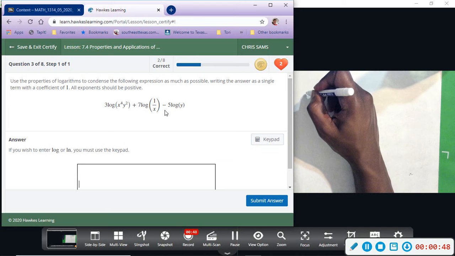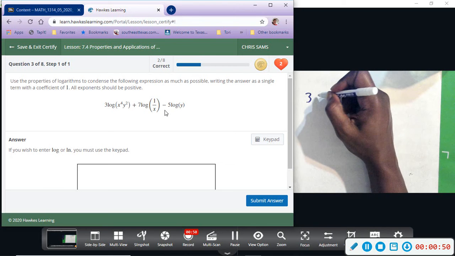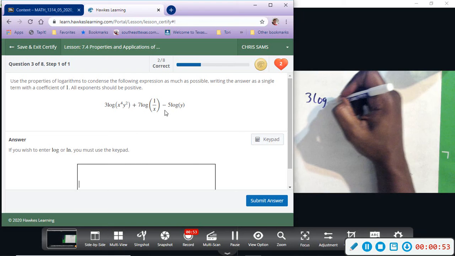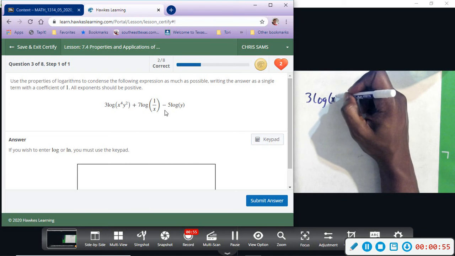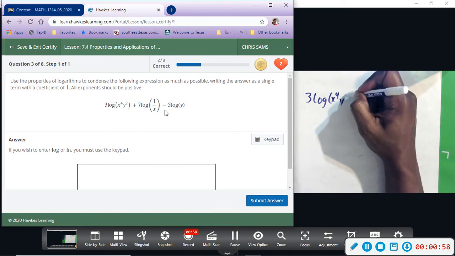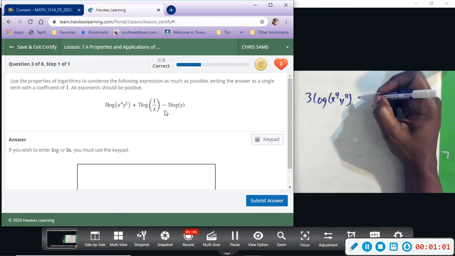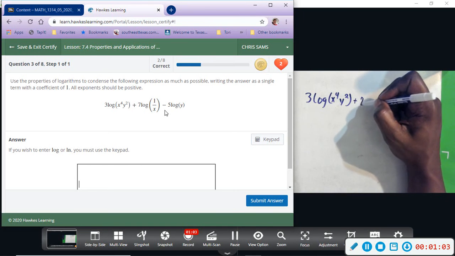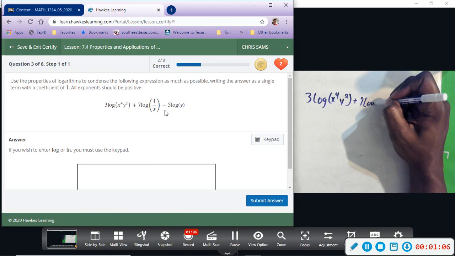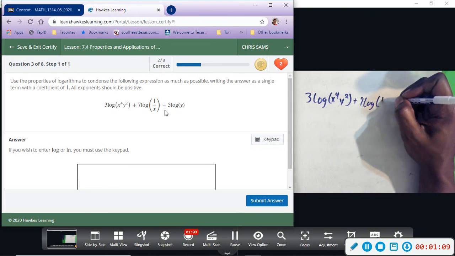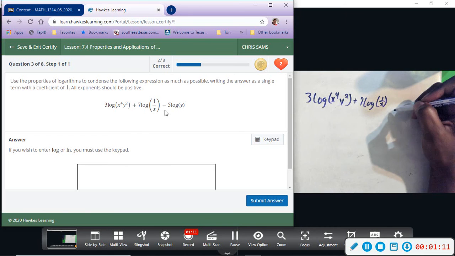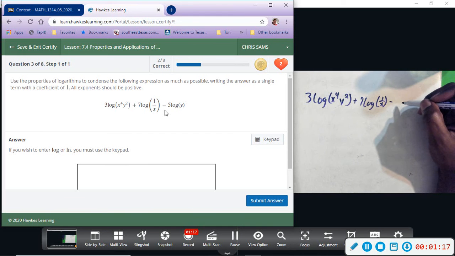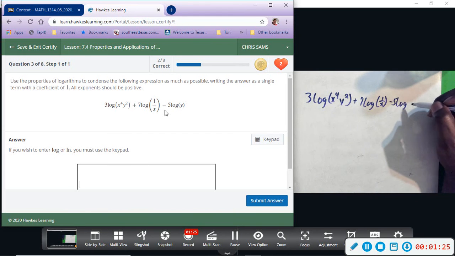So we have 3 log of x to the 4th y squared, plus 7 log of 1 divided by x, and then minus 5 log of y.